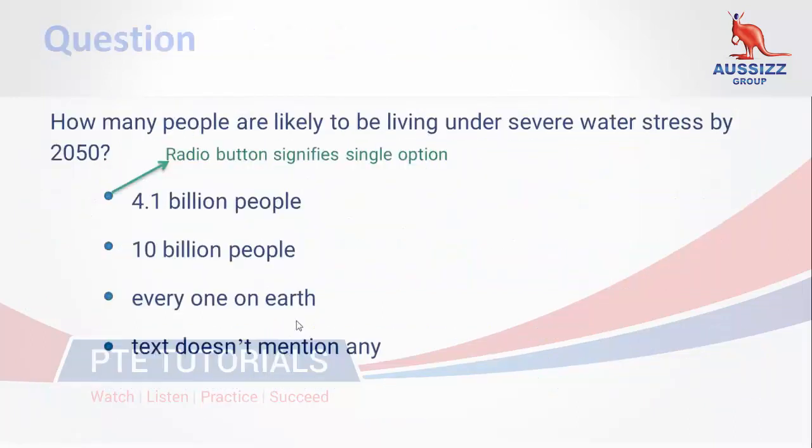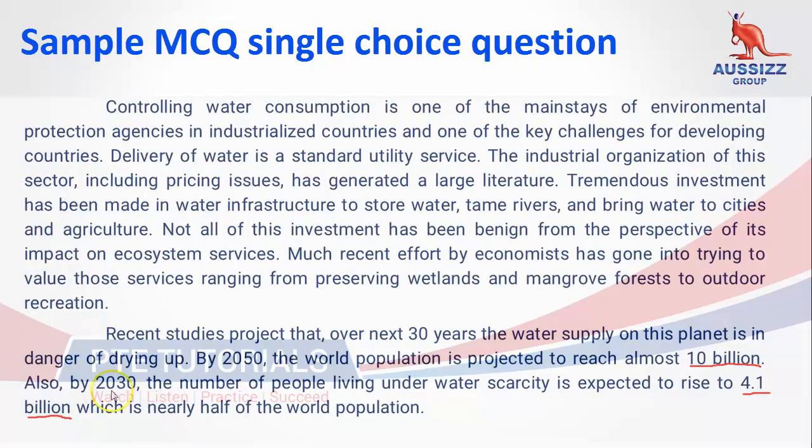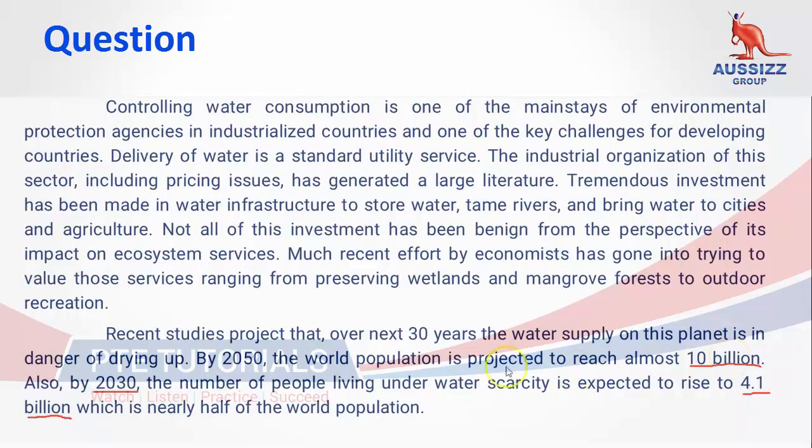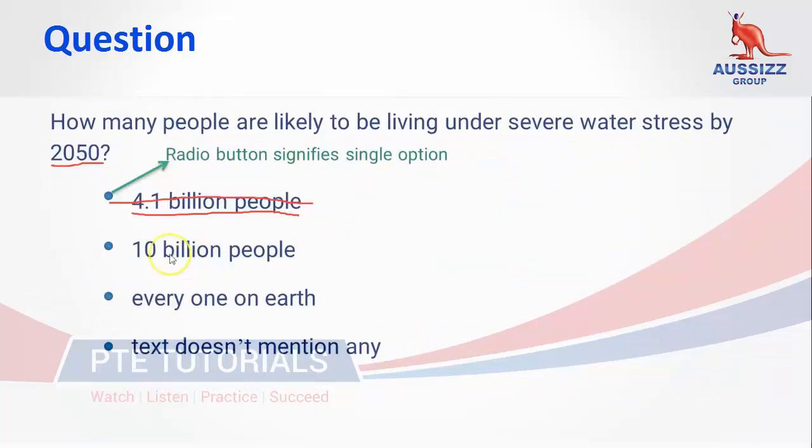Now let's go back to the question and see. How many people are likely to be living under severe water stress by 2050? Now we remember seeing 4.1 billion people, but going back, we also remember that this is by 2030, not 2050. So that's not the correct answer. Now we also remember seeing 10 billion people, but that's about what the world population is going to be. So that's not right.